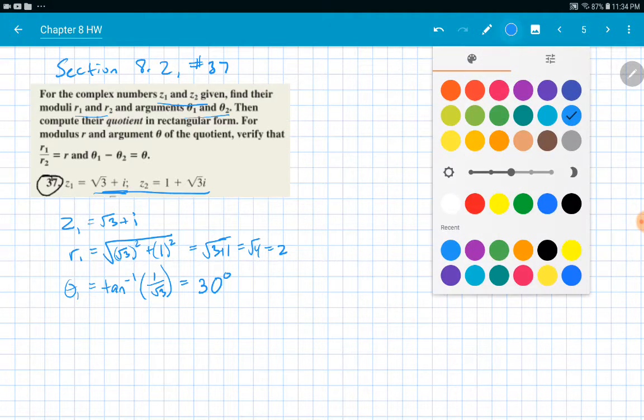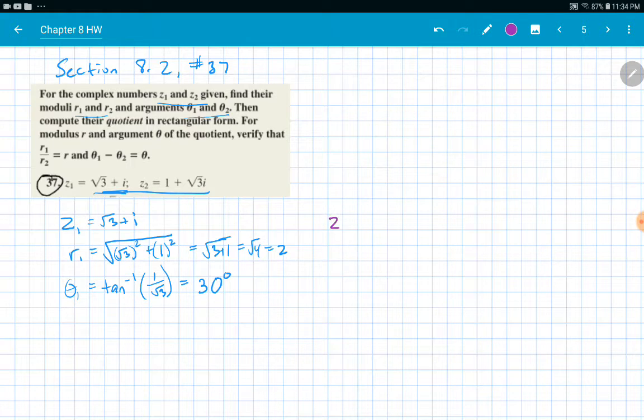Now let's look at our second vector. I'm going to put the I in front. And r2 is the square root of a squared plus b squared. Remember, the I is not part of the b.